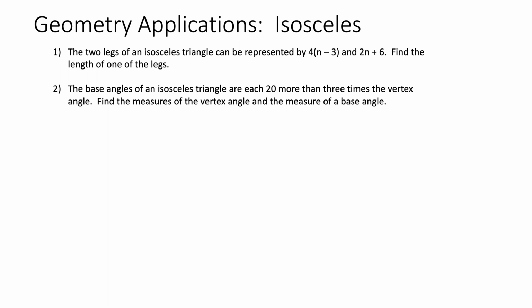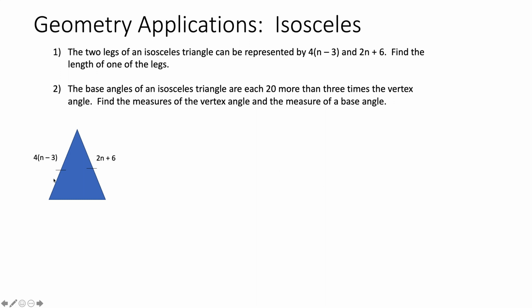First question, let's do a stop and start. Do a little work with some isosceles problems here. Okay, so the two legs of an isosceles triangle can be represented by 4n minus 3 in parentheses and 2n plus 6. Find the length of one of the legs.